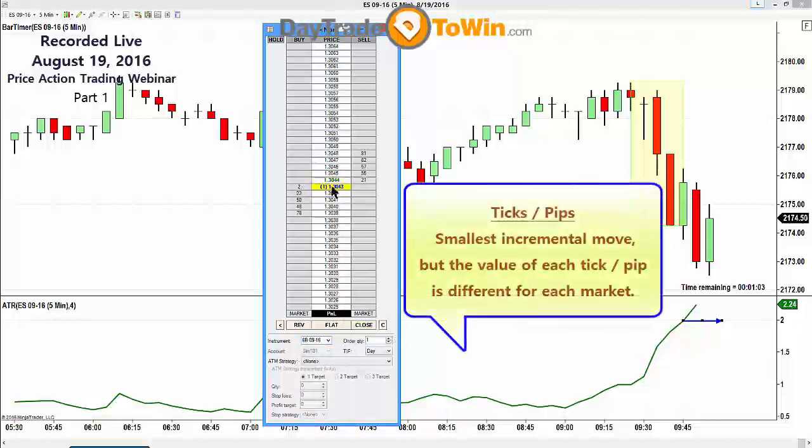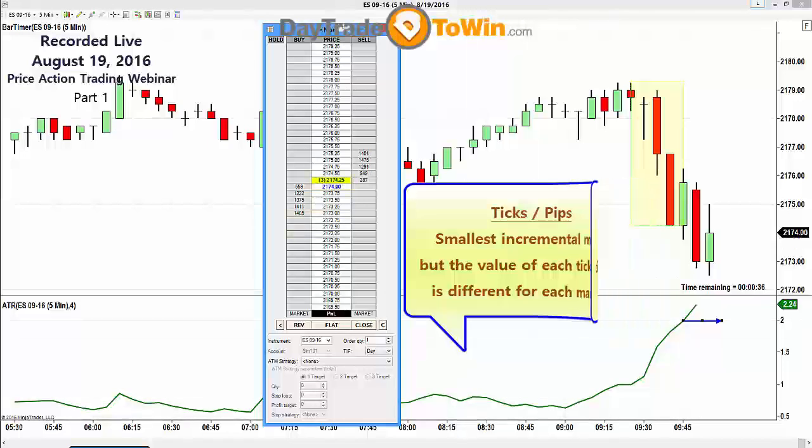The only difference is the British pound is worth $6.25, a tick up or a tick down, as opposed to the E-mini, which is worth $12.50. And so the tick example and the pip example is the same, smallest increment. It's the value that moves. And other markets may be more, other markets may be less. Some work in cents, but it's still referred to as a tick or pip.